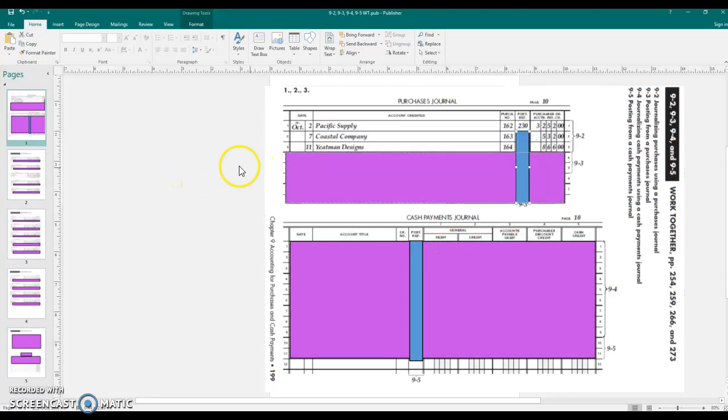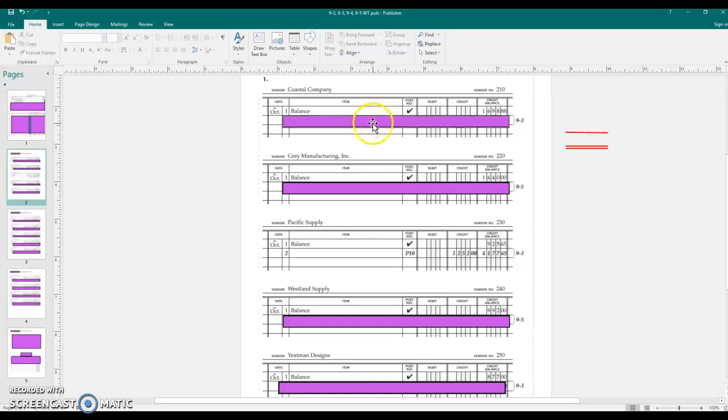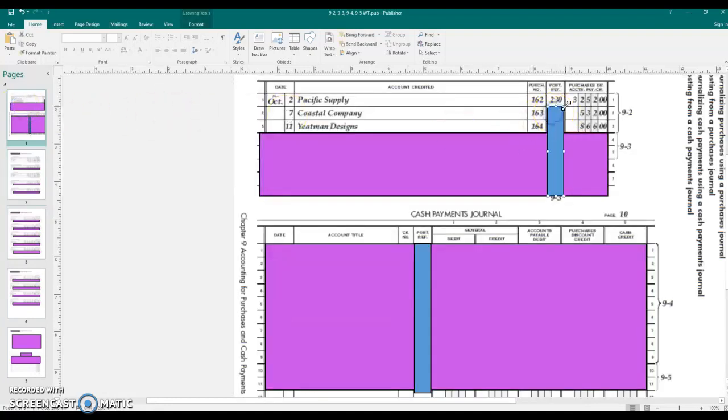Okay, next thing, Coastal Company, 532 on the 7th. I can zoom in just a little bit for you guys. Coastal Company on the 7th, P10, that's what journal it comes from. Credit 532, credit balance, you add the amounts up. Take our vendor number. Once again, you can always pause this. I know I'm going kind of fast through it. 210. Take it back over here and have 210.